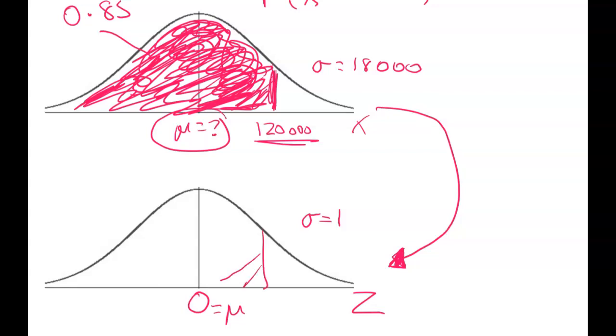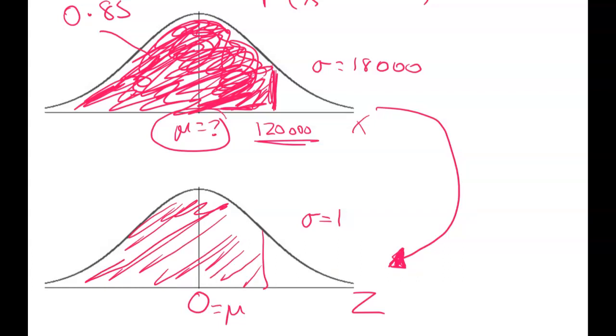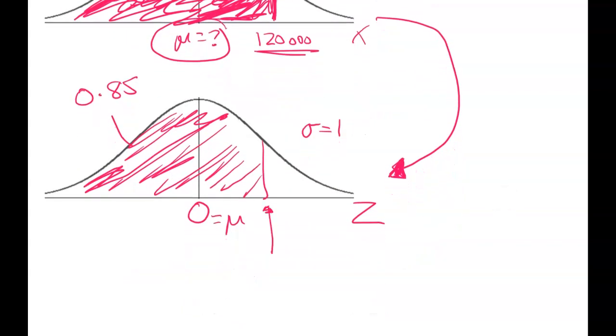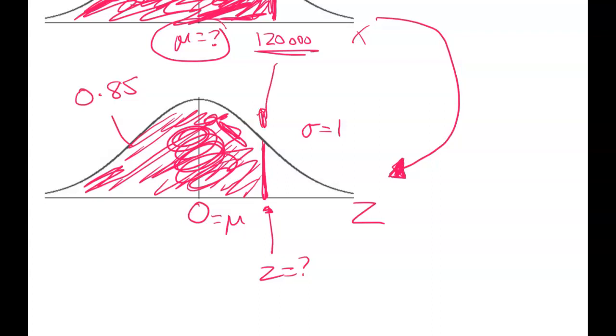What that means is that I can use my calculator or my tables to say if there's 85% here, what does that mean about how many standard deviations above the mean I am? That sounded complicated, but it's actually pretty easy to do. So we're looking for this Z value here, and it's got to correspond to the 120,000 up there.